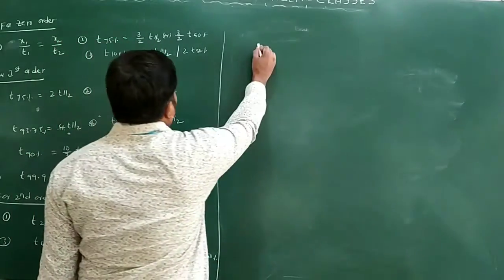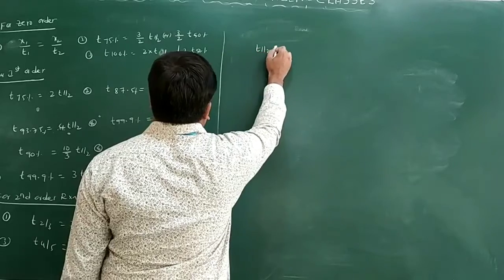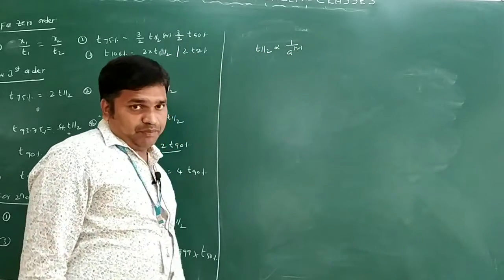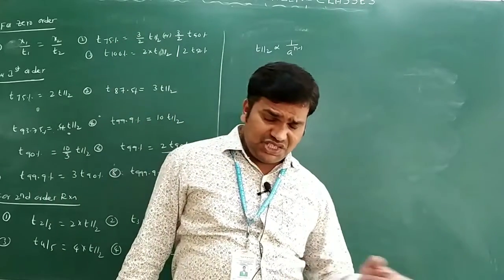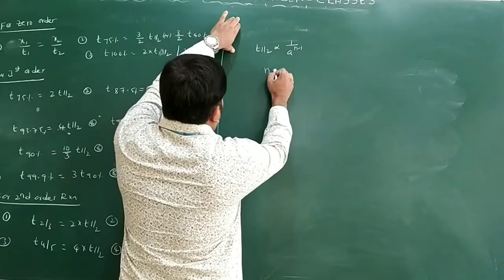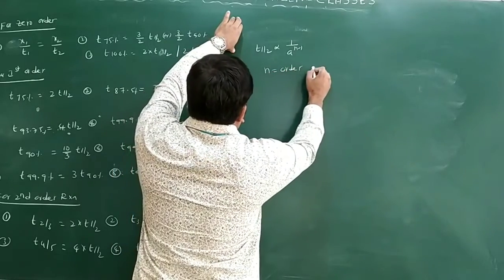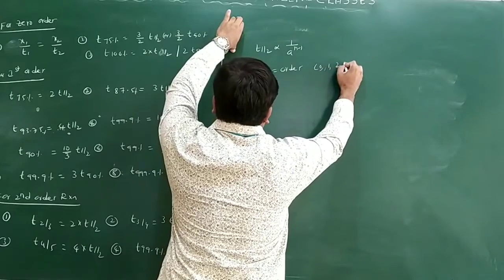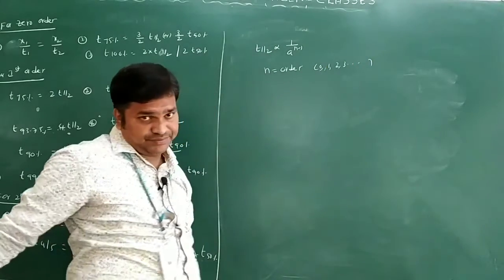See, I will give you a formula for half-life. T half is inversely proportional to 1 by a power n minus 1. This is the formula already given in the previous episode. What is n here? n is equal to the order. Order means what? You can write n value 0, you will write 1, 2, 3, and so on.